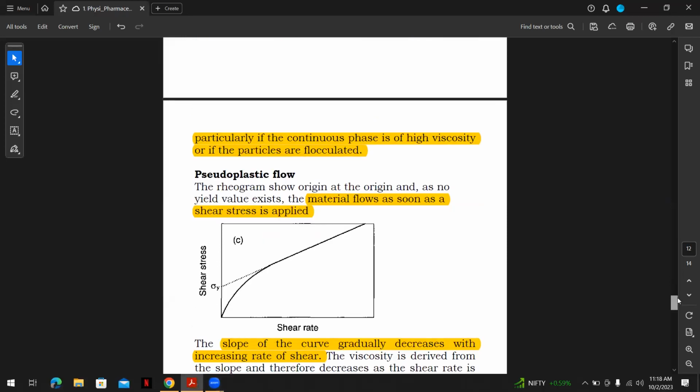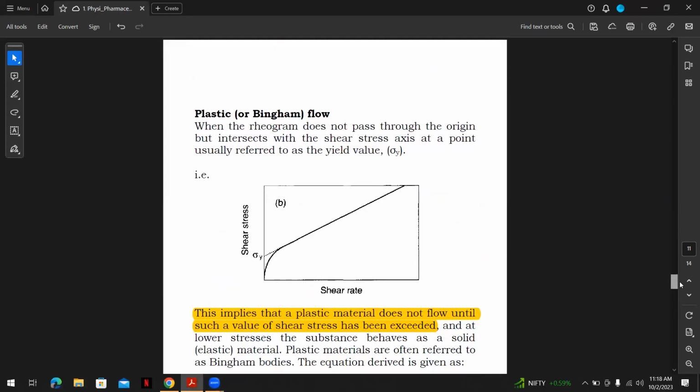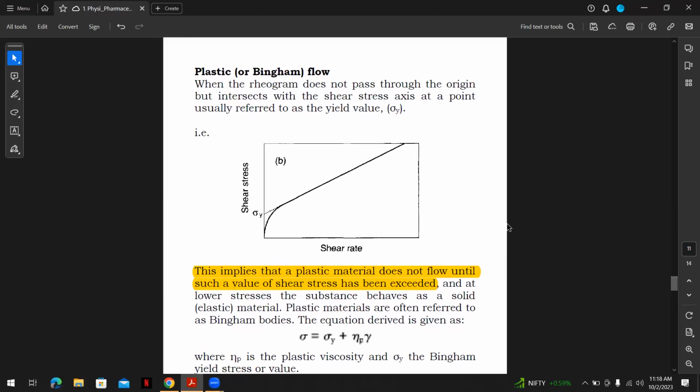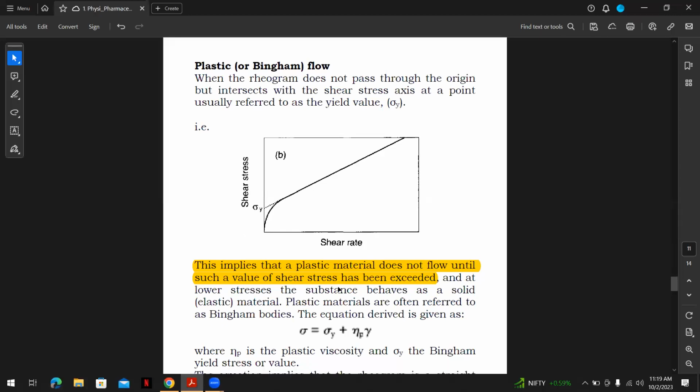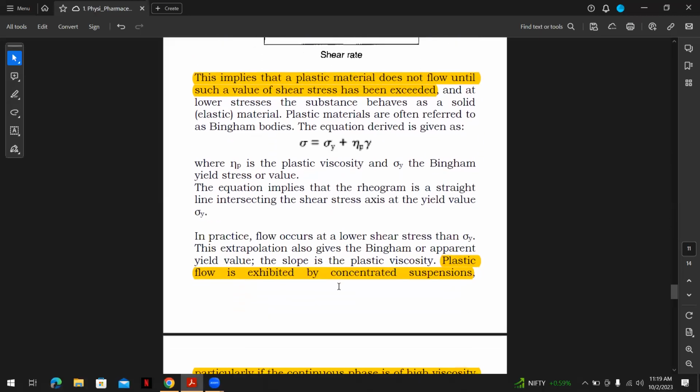Have we understood the plastic or Bingham flow? For me, I'd say the plastic or Bingham flow is, to a slight extent, similar to Newtonian fluid flow, because as we increase the rate, the shear stress increases. It's only that this material won't flow until we exceed that yield value. Any questions about that?